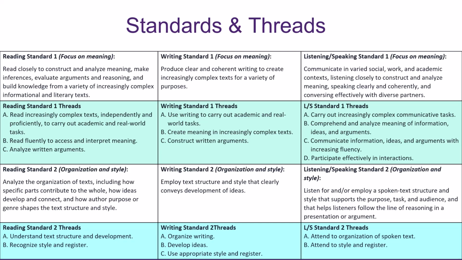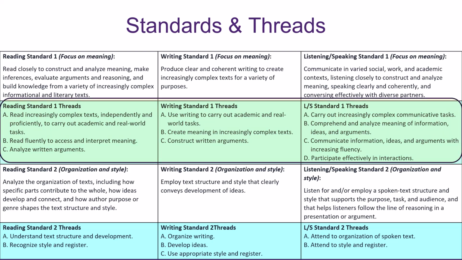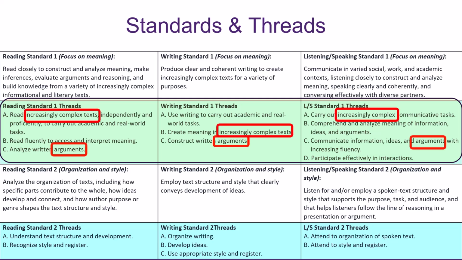Another organizational feature of the Mass ELPS is the threads. Here you see a sample of the threads in Standard 1. The threads are the subcategories within each standard, and while they're not identical across the language strands, you can still find some continuity. For example, in Standard 1 across the board, there is a subcategory or thread that focuses on increasingly complex texts and another thread that focuses on arguments. Don't worry about remembering all of the threads. They're in the document to help you locate particular information when you're looking for it. You'll see them throughout the document and in a chart in Appendix B.